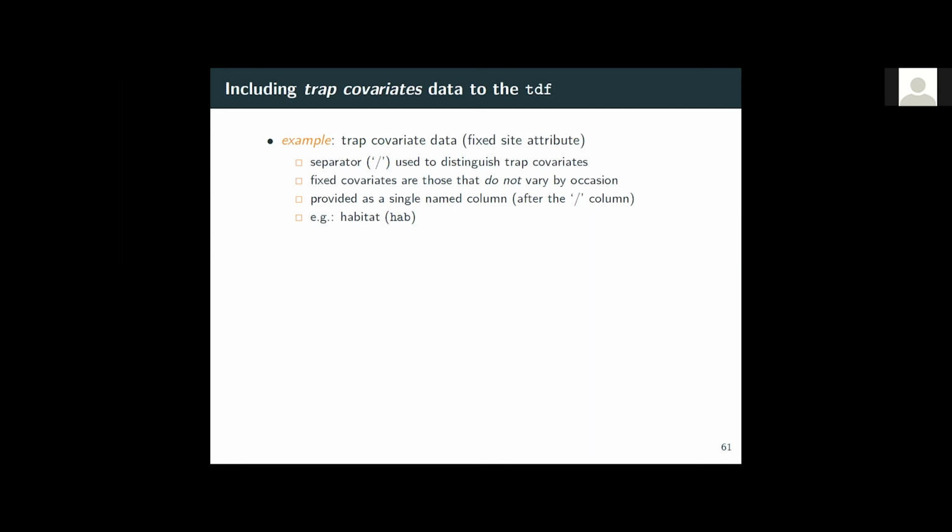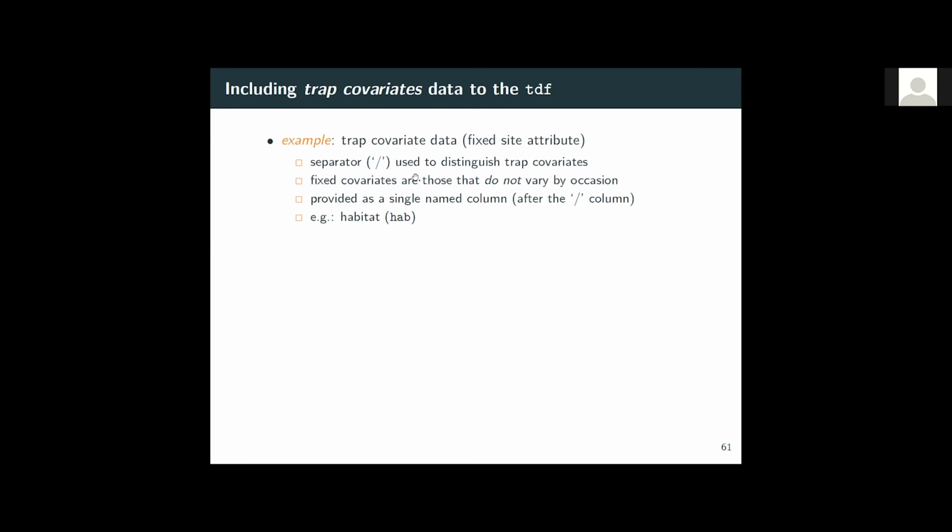Now, the big thing to know about adding trap covariates is that we put a separator into the TDF, and the default is a /. So you'd have a column of /, and data to oSCR interprets everything to the right-hand side of that column as trap covariates, and anything to the left-hand side as either coordinates, a name, or the trap operation information. We use the separator to let data to oSCR know how to handle the data on either side of it.